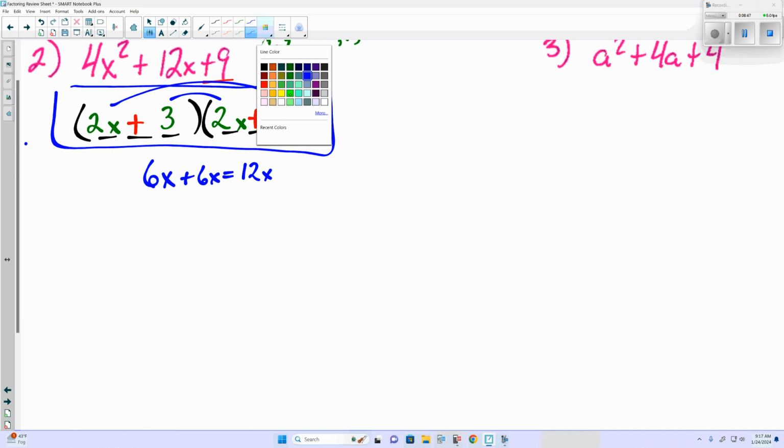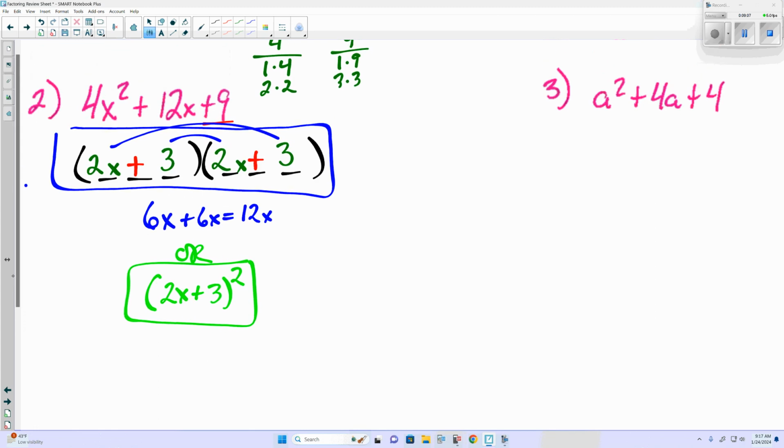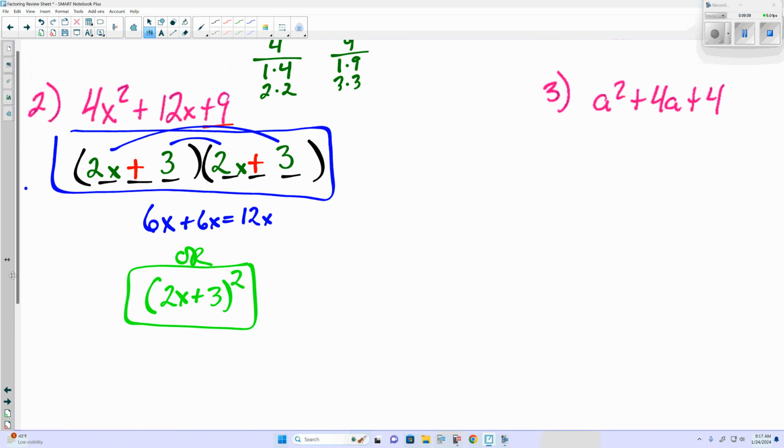And yes, there is another way we could write it as 2x plus 3 squared. You don't have to have both of those, you just need one of them. So if you left it as 2x plus 3 times 2x plus 3, that is correct. That is the correct answer. If you wrote it as 2x plus 3 in parentheses squared, that works too.